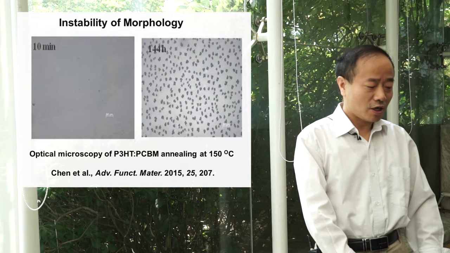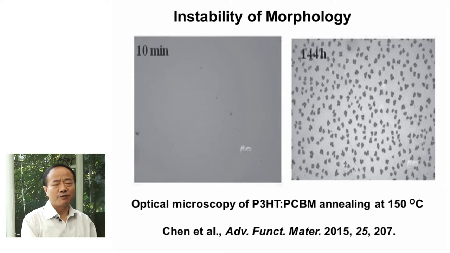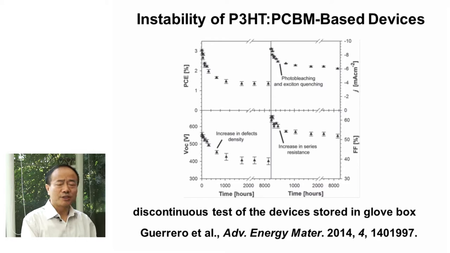From this image of polythiophene P3HT blending with PCBM, the morphology is unstable. After thermal annealing at 150 degrees, at the beginning, the film looks uniform and smooth. But after 1 week of annealing, the film has many aggregates. This aggregate is due to aggregation of PCBM. Since the morphology is unstable, the device is also unstable. After annealing in the glove box, the efficiency drops a lot, about half or more.